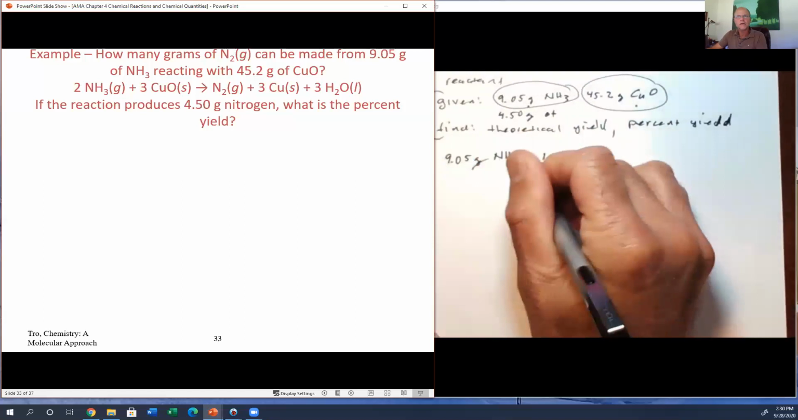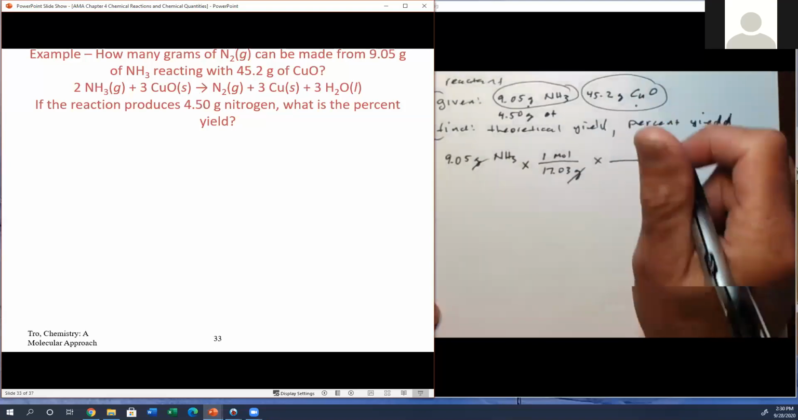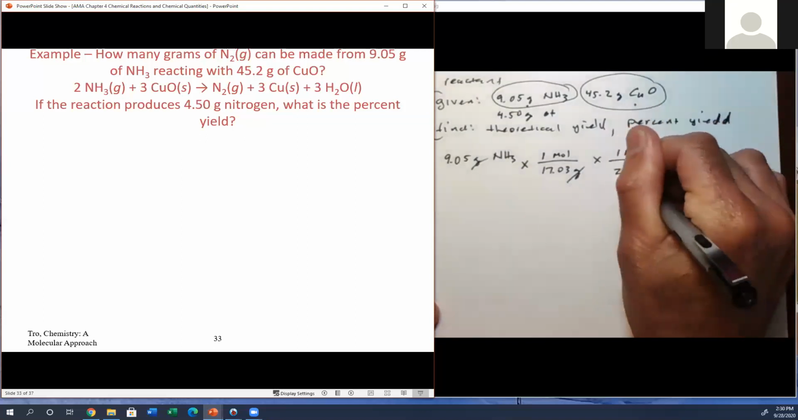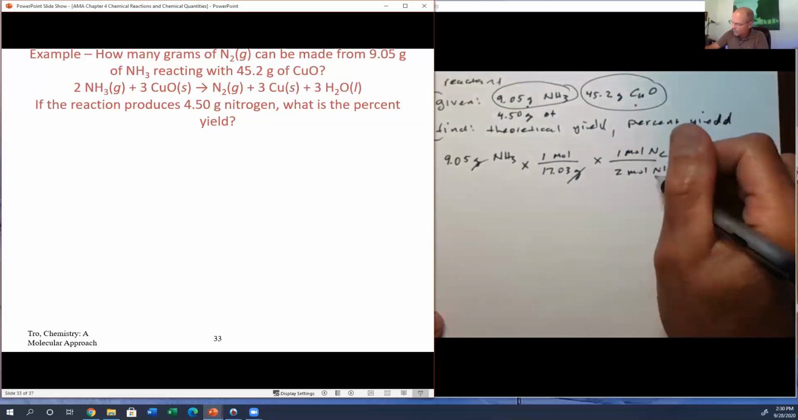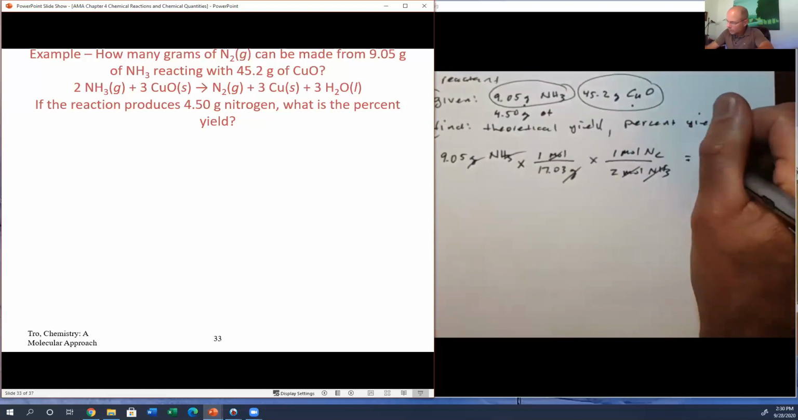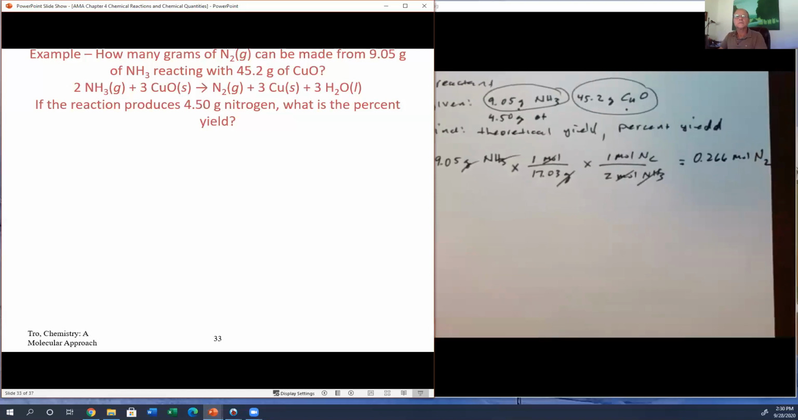That gets me to moles of ammonia. Now I can use my balanced equation, the recipe, to give me the relationship between moles of ammonia and moles of nitrogen, right? And what's the conversion factor there? How should I write it? 1 mole nitrogen, yes, over 2 moles of ammonia. That's correct. So the moles of ammonia cancel out, and now I have moles of nitrogen, and that comes out to be 0.266 moles of nitrogen. Does that make sense?